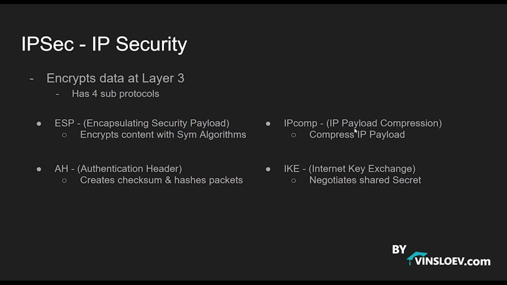And then we have the last protocol, which is IKE, Internet Key Exchange, and that is the protocol that negotiates the shared secret between us and the receiver. So as I said, in the ESP, the Encapsulating Security Payload, we need to negotiate some shared secret in order for us to be able to encrypt it in one end and for the receiver to decrypt it in the other. So we need to have some common knowledge in order for this to work. So this is basically the 4 sub-protocols that IPSec uses.